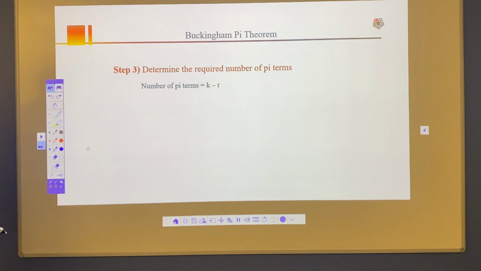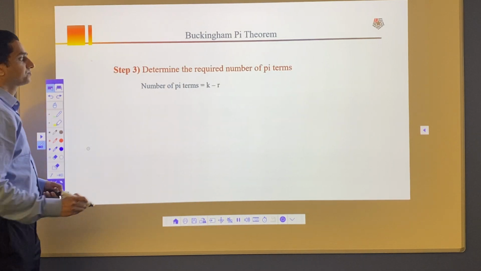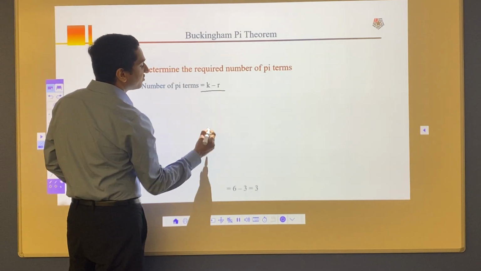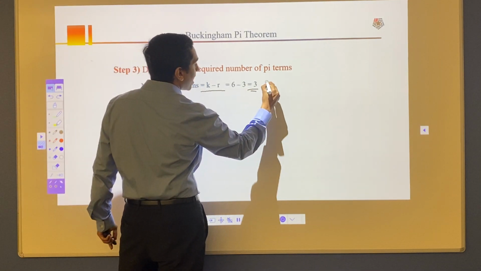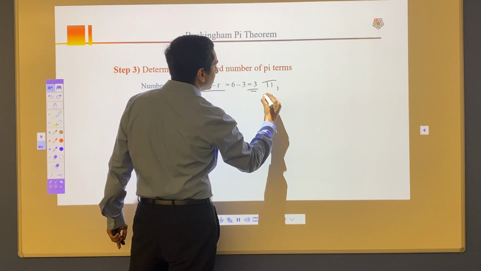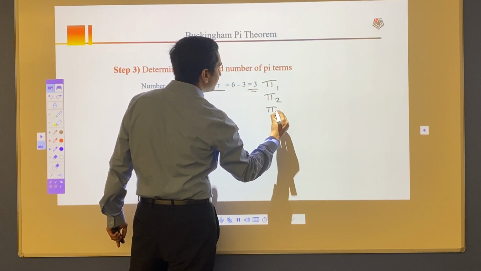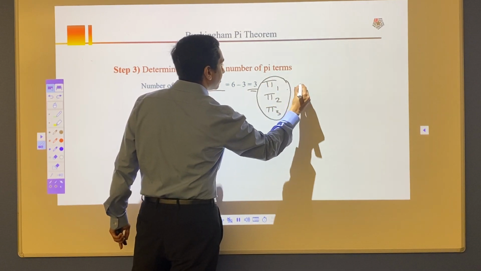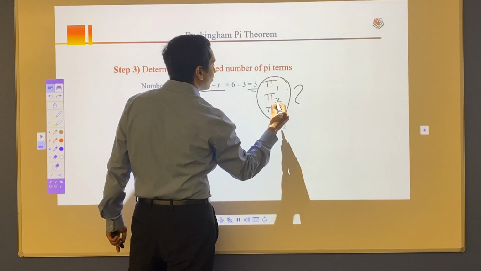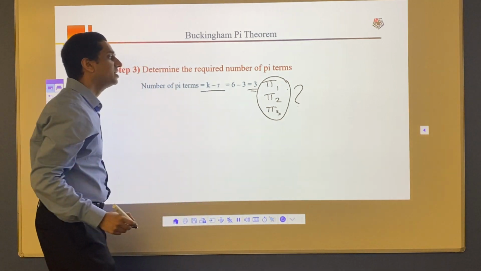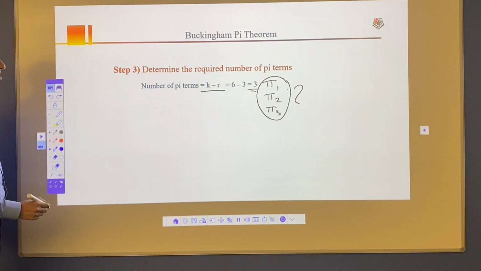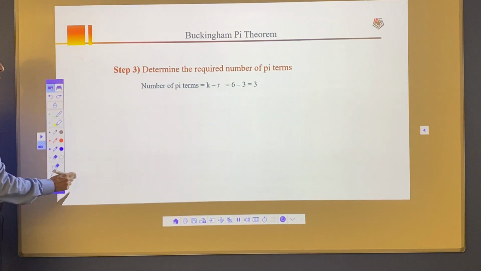Step 3 says determine the number of pi terms: K minus R, which is 6 minus 3, equal to 3. It means I'm going to have pi 1, pi 2, and pi 3, and I have to find out what these are. The combinations of my variables will be dimensionless, and I want to find 3 of these combinations: pi 1, pi 2, and pi 3.